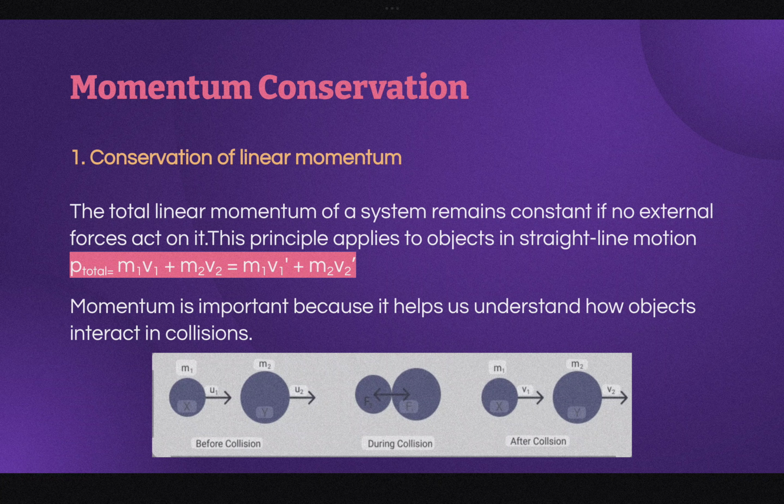For conservation of linear momentum, an example is if two ice skaters push off from each other, the combined momentum does not change. That's an example of conservation of linear momentum.